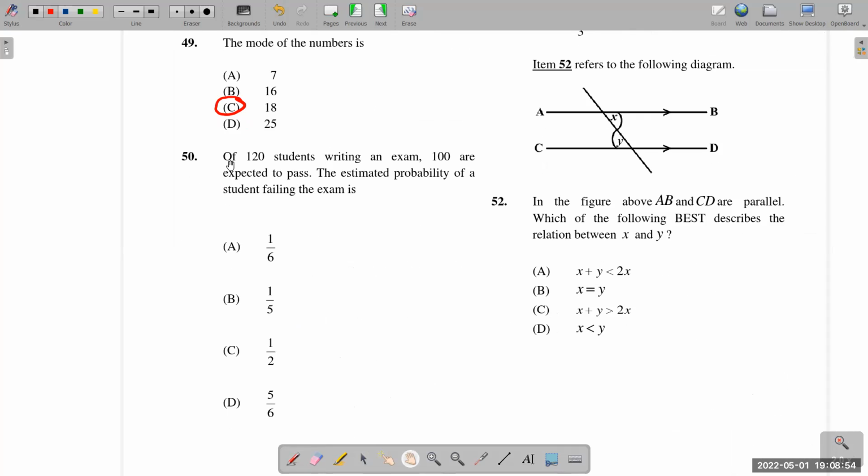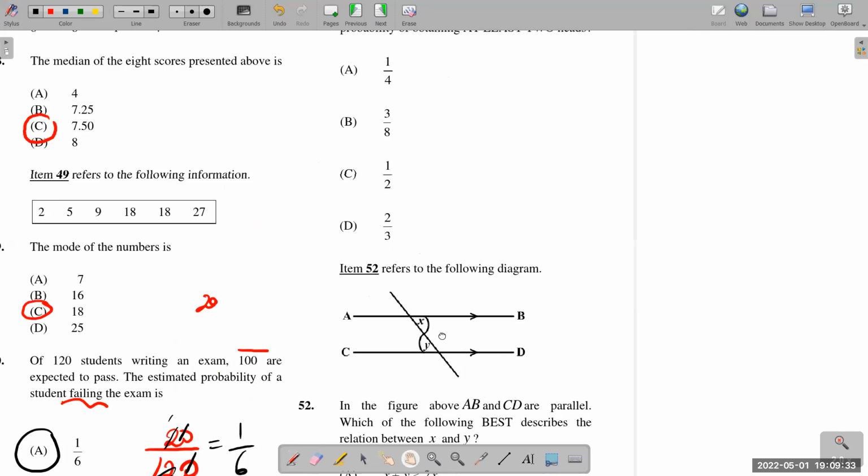So we have here 120 students writing the exam, 100 are expected to pass. The estimated probability of the students failing the exam is, that's pretty easy because it's 120, that's the denominator. And because they want to know the probability of who fail, you calculate who fail. If 100 out of the 120 pass, that means 20 fail, right? So when it comes to probability, you just break it down. 20 itself goes once, 120 goes 6 times. So our answer is 1/6. Okay.